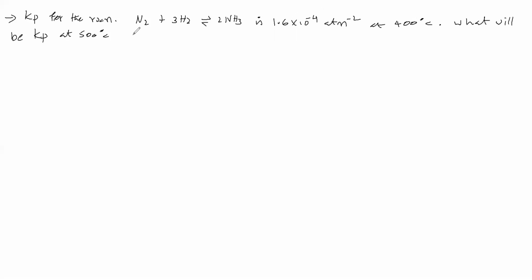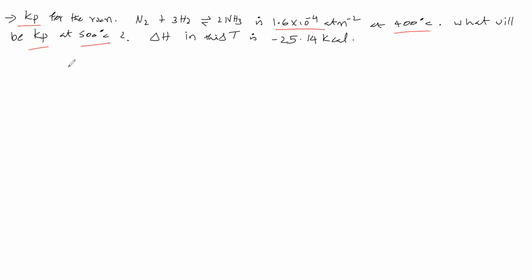Heat of reaction in this temperature range, delta H in this temperature range, is minus 25.14 kilocalories, it is given. Okay. So now what is the question? Kp is given at 400 degrees Celsius. They are asking Kp at 500 degrees Celsius.